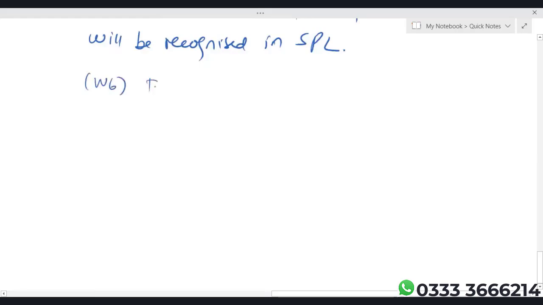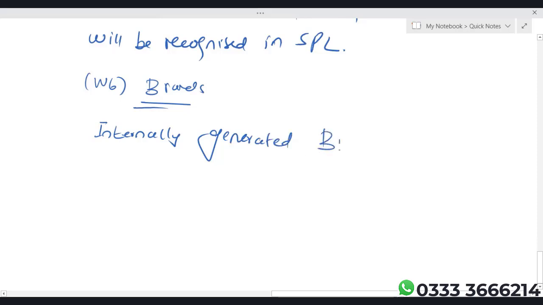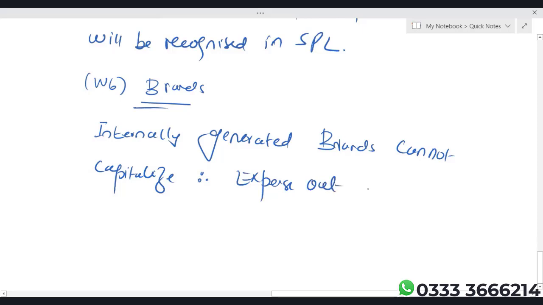Working 6 relates to brands. Internally generated brands cannot be capitalized. Therefore, expense out 1.3 million and increase administrative expense.